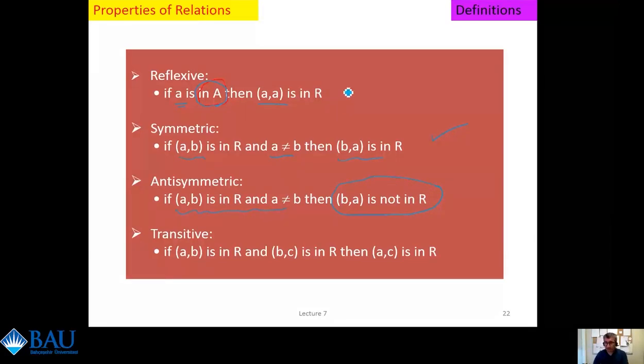How can we check them? I want to talk on graph. If all elements have a loop, means all of them have loops, we call it reflexive.